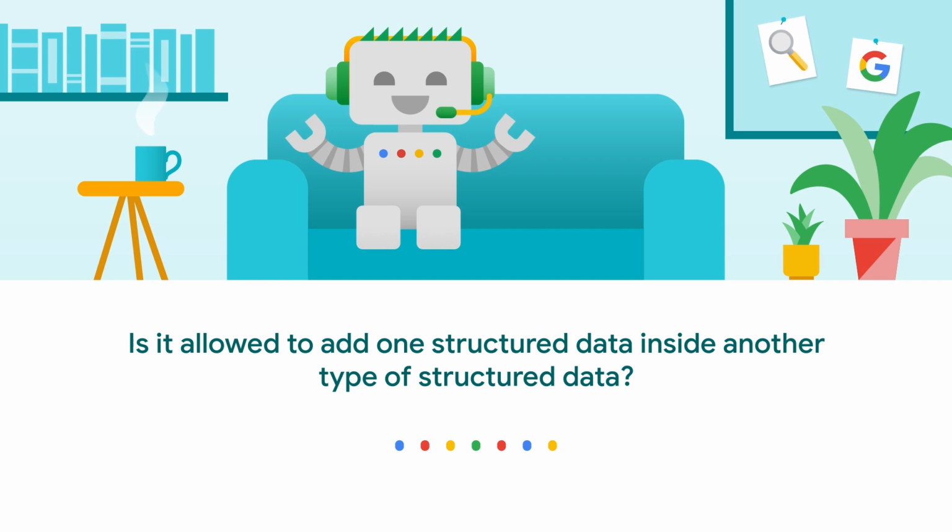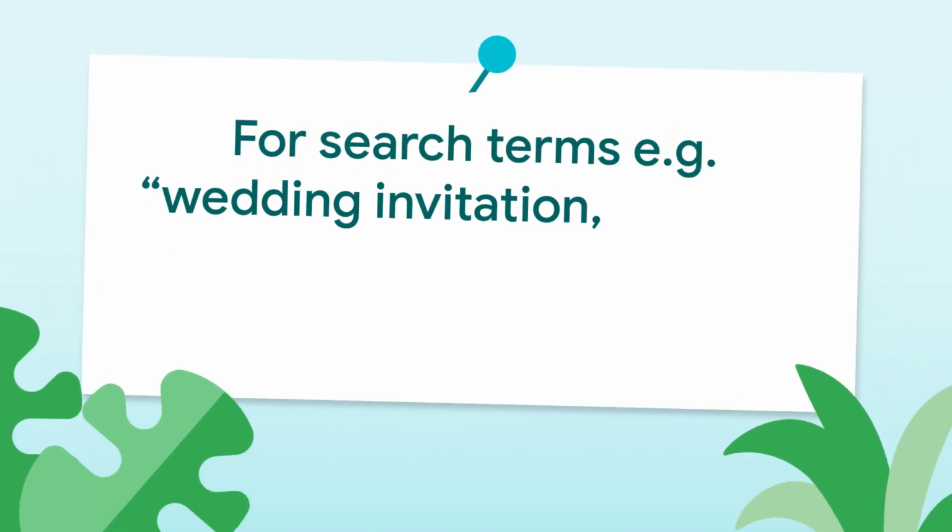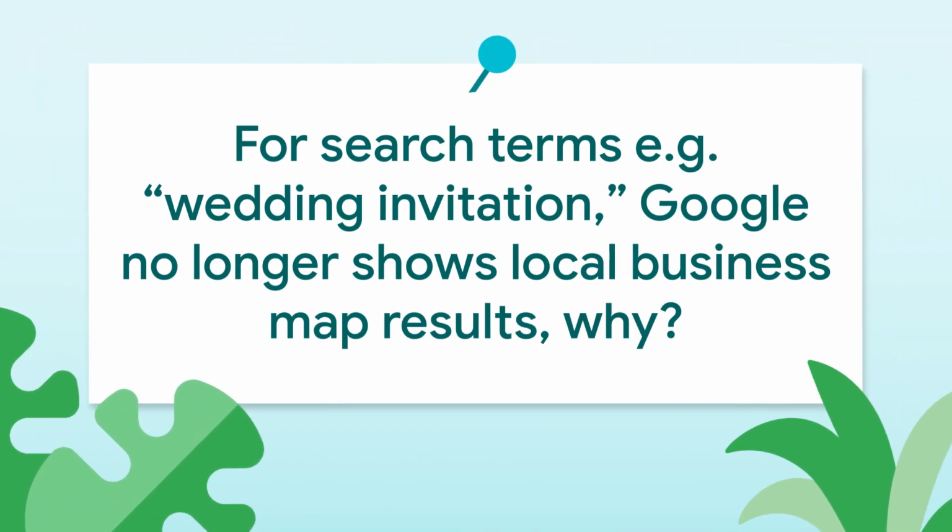Right now, the only supported carousel features are course, movie, recipe, and restaurant. Tyson is asking, for the search term wedding invitations, Google no longer shows local business map results.